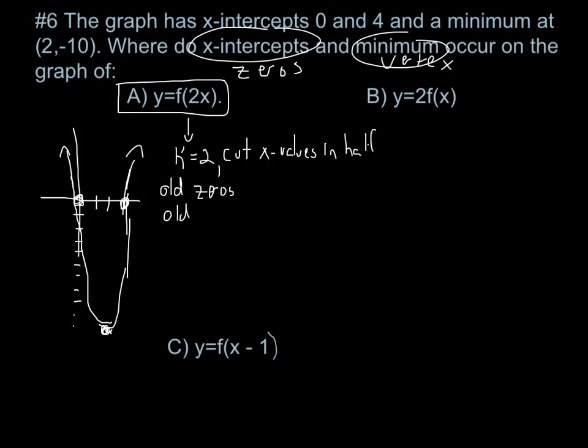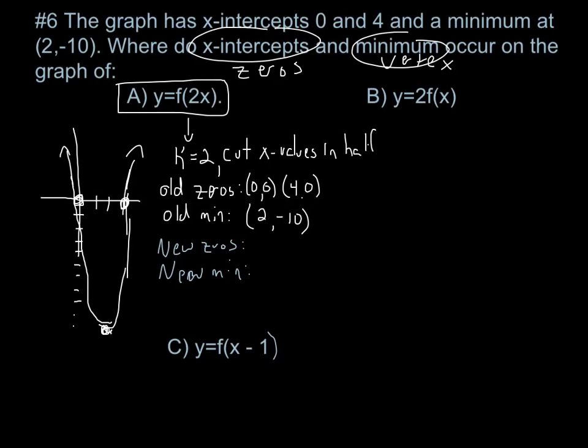and the old minimum. Do this along with me. The old zeros were (0, 0) and (4, 0). The old minimum was (2, -10). Now I'm going to put our answers. The new zeros and the new minimum. This is so cool. I love this. Alright, so cut each x value in half and leave the y values alone.